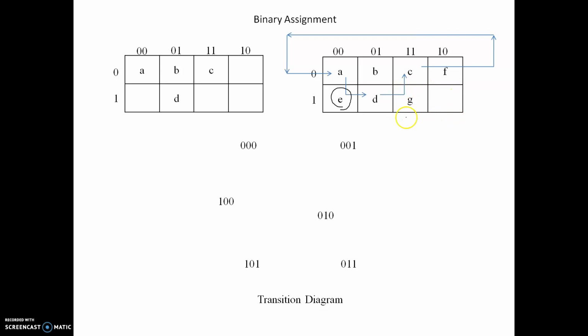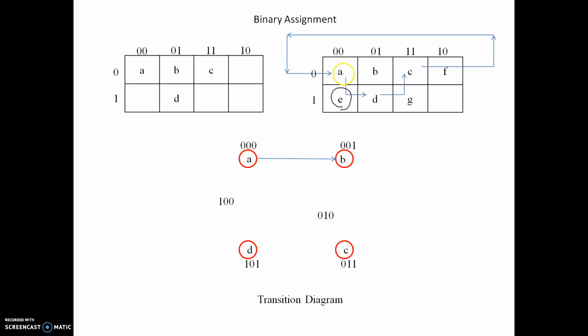Now with the help of this binary assignment we are going to construct a new transient diagram. Now our new transient diagram has the variables A, B, C and D. Now first we have to see from the binary assignment.